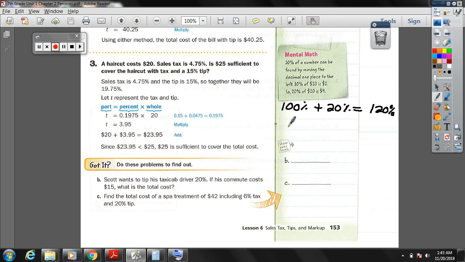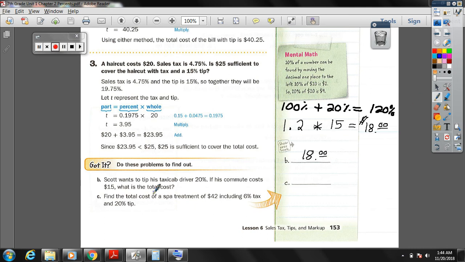We are then going to multiply 120%, or 1.2, by $15. And when we multiply these together, we are going to get a grand total of $18. So the total cost is $18.